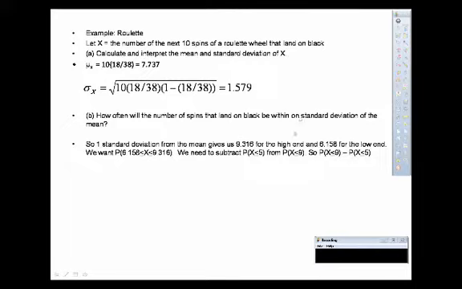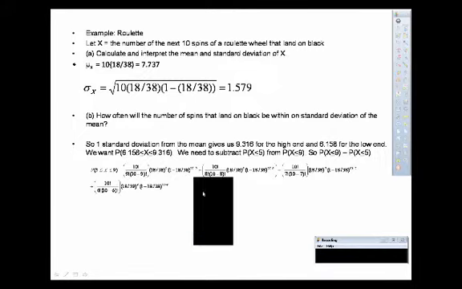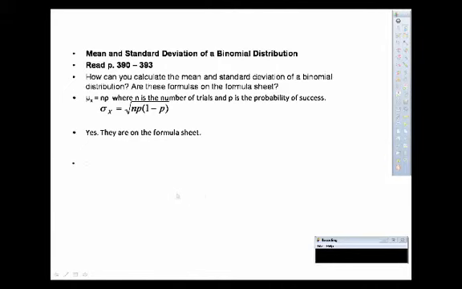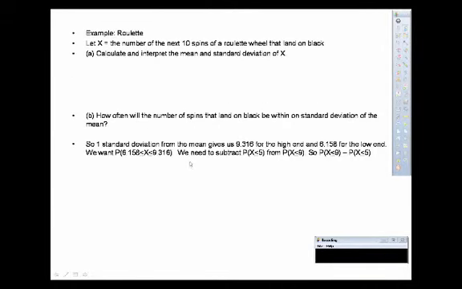How often will the number of spins that land on black be within 1 standard deviation of the mean? All right. So, 1 standard deviation from the mean gives us 9.316 for our high end and 6.158 for our low end. And we want the probability that X is between those two numbers.